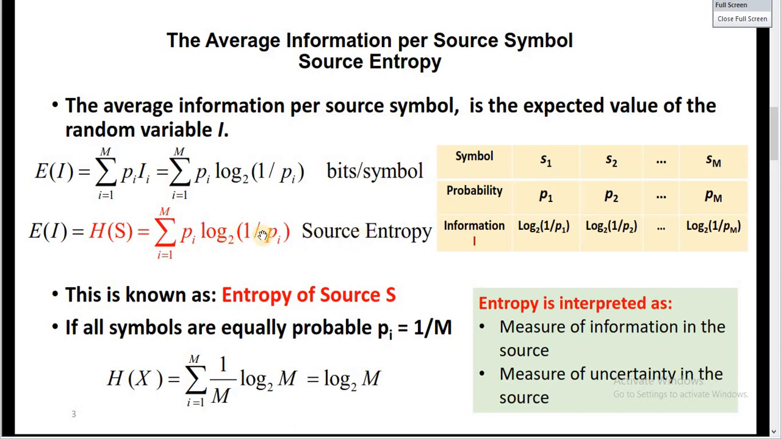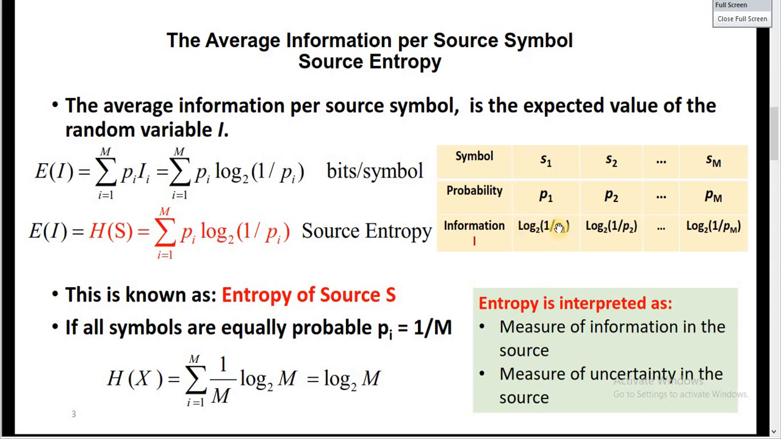We have two interpretations for the entropy. The first, entropy is a measure of the information content in the source. As we can see from here, it's the expected value of the amount of information in the source, and also it's a measure of the uncertainty in the source, since information is related to the uncertainty in the source through this relationship 1 over Pi. As the probability decreases, the uncertainty increases and the amount of information increases. So these two interpretations are related closely with this definition of the information for each symbol.